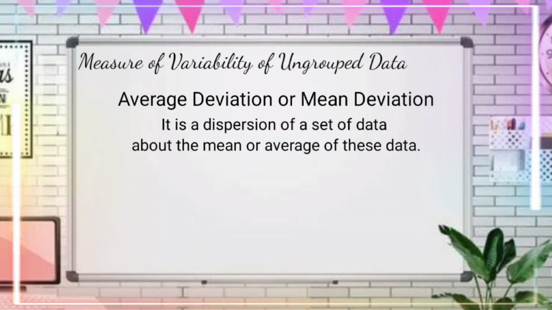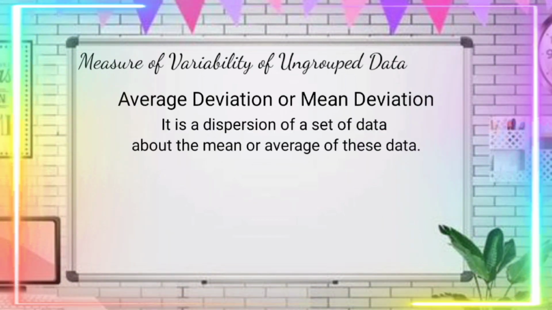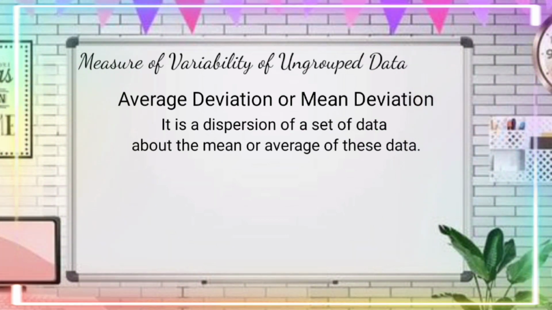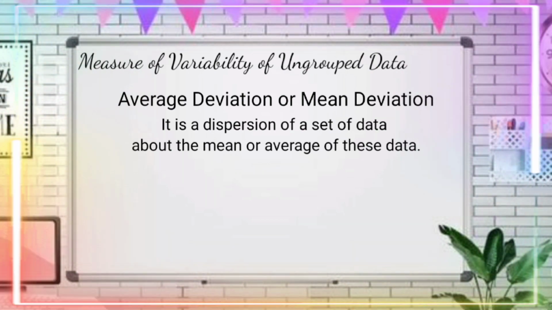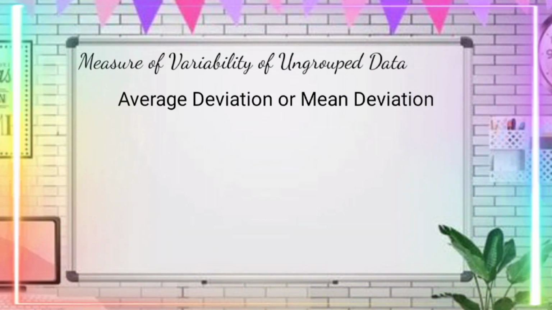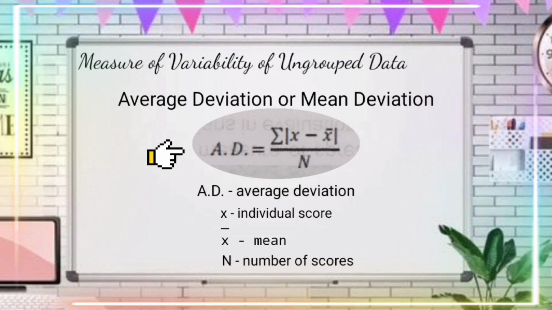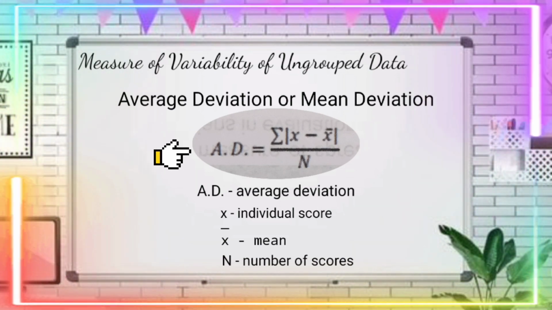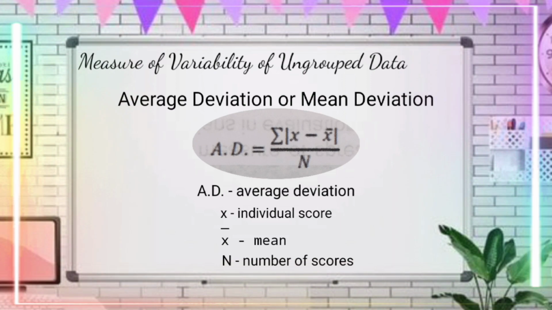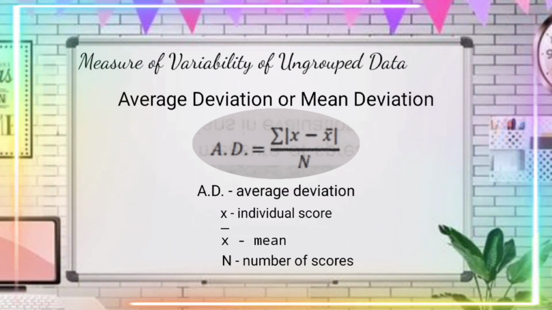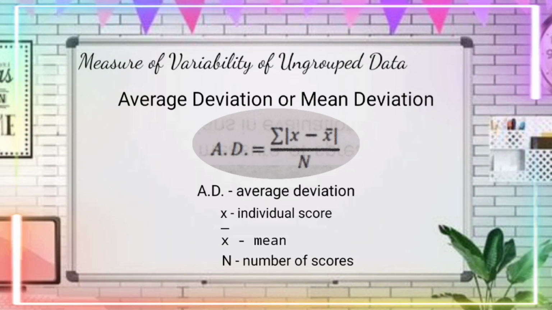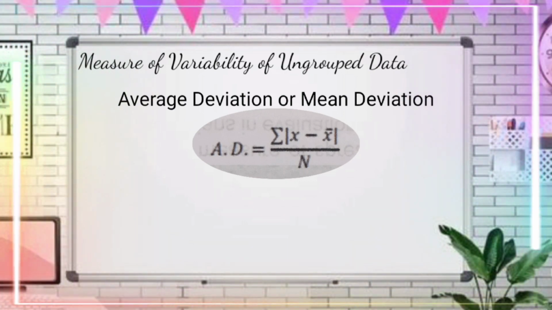Now, let's proceed to the average deviation or mean deviation. It is the dispersion of a set of data about the mean or average of these data. The formula is this: AD refers to the average deviation, X the individual score, X-bar is the mean, and N is the number of scores.